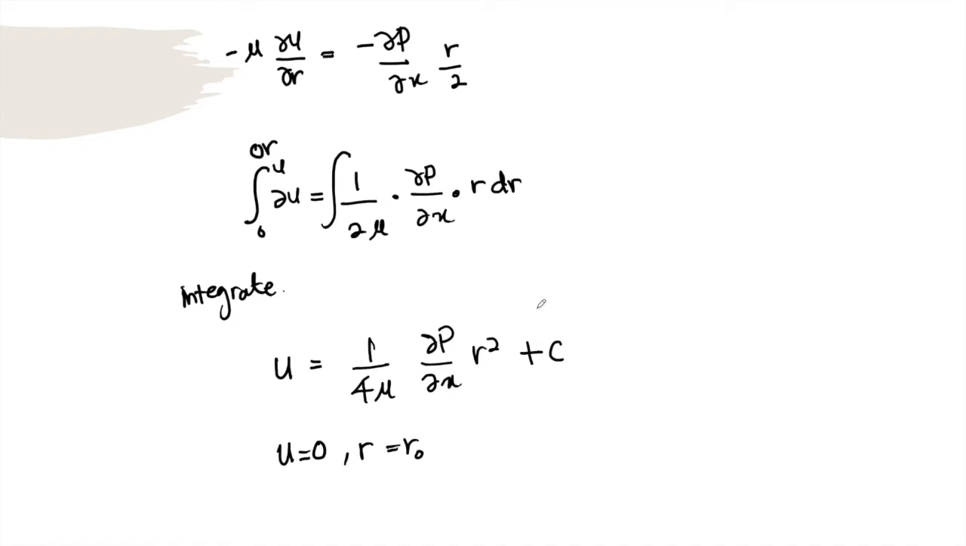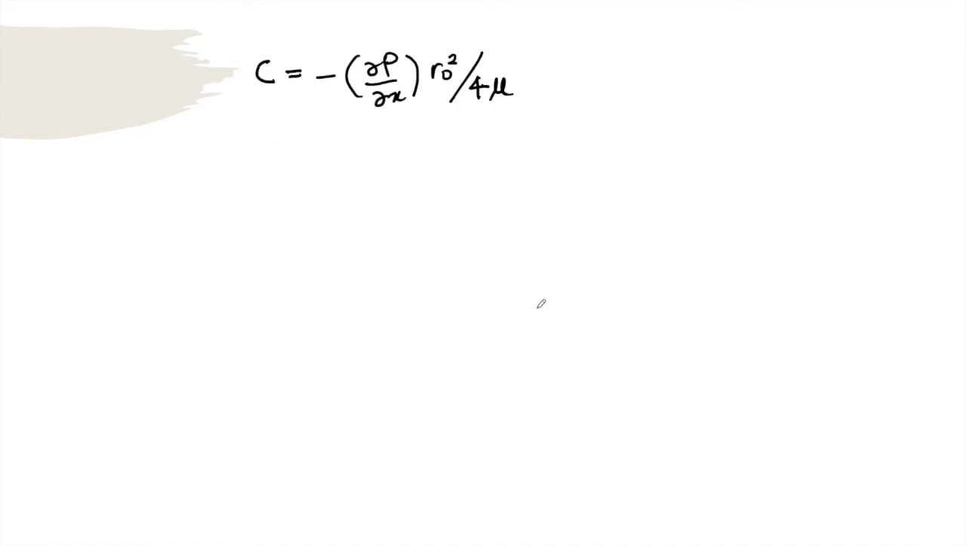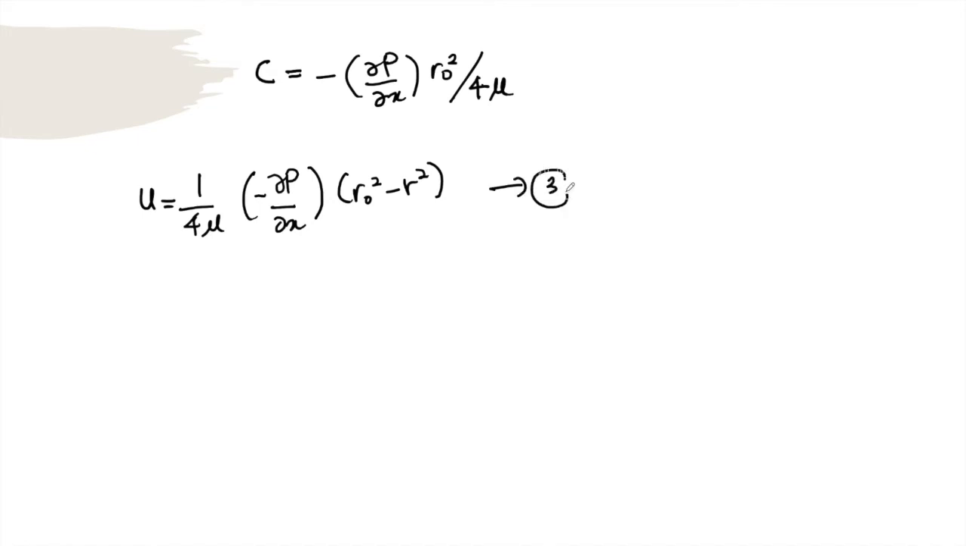So to get the equation of u, u is equal to 1 over 4 mu, negative del P over del X, times R naught square minus R square. This is equation number 3.